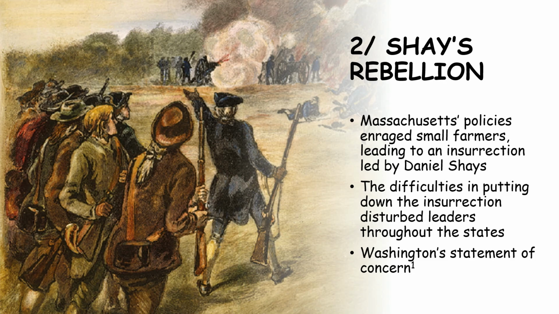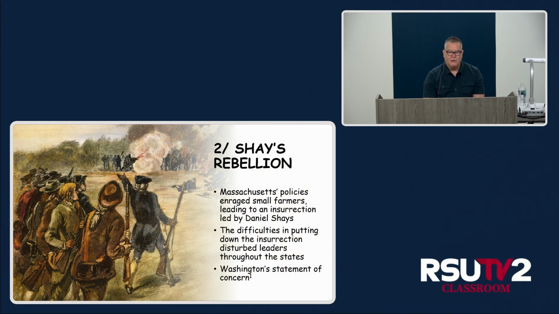So the difficulties in putting down the insurrection really disturbed a lot of the leaders in America, and it led to George Washington issuing sort of a statement of concern. By that time he was retired to Mount Vernon. He was approached by members of the Continental Congress, including Alexander Hamilton, who had been one of his aides-de-camp, and James Madison. And they asked him to lend his voice to calls for government reform.